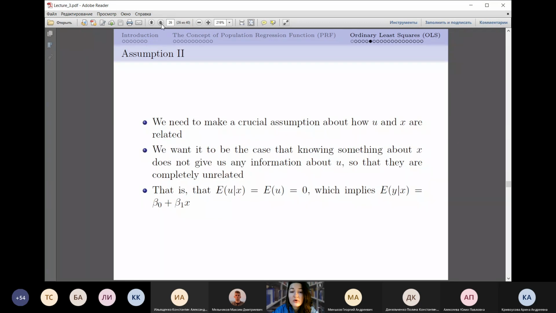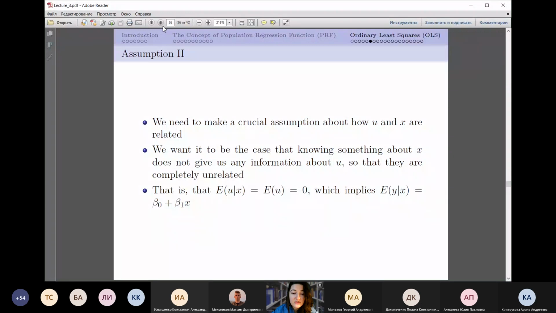And we have one more assumption. And this assumption is crucial. This is really a critical assumption about how our error term and x are related. So this assumption means that the average value of our error term doesn't depend on the value of x.